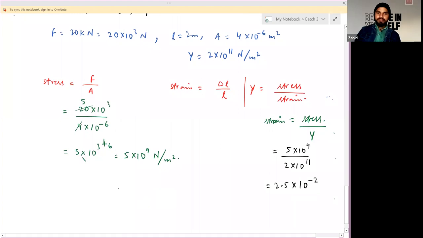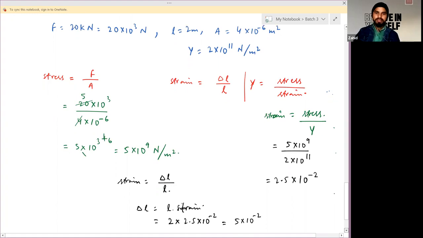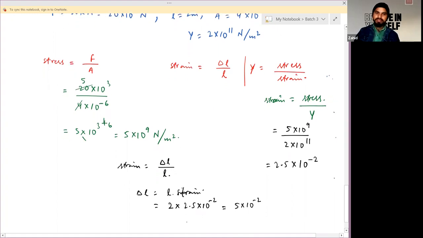Okay, so for the third part, strain is equal to delta L divided by L. So delta L will be L times strain. Length of wire is 2 and strain developed is 2.5 into 10 to the power minus 2. So 2 into 2.5 will be 5 into 10 to the power minus 2, in terms of meter. In terms of centimeter, it will be just 5 centimeter.